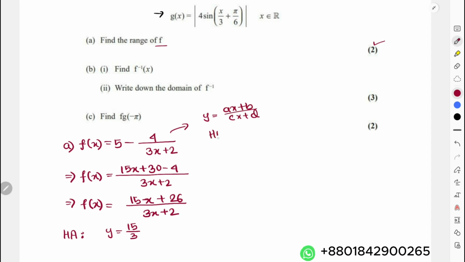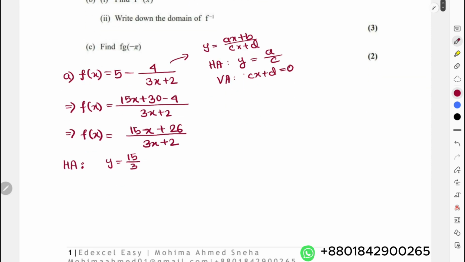So when I'm working with the horizontal asymptote, which is basically a y-axis asymptote, the equation for it will be a over c, and the vertical asymptote is going to be cx plus d equals 0, right? So now over here, from this 15 over 3, I get how much? 5. And the vertical asymptote is actually an x-axis coordinate, which is going to be 3x plus 2 equals 0 using this format.